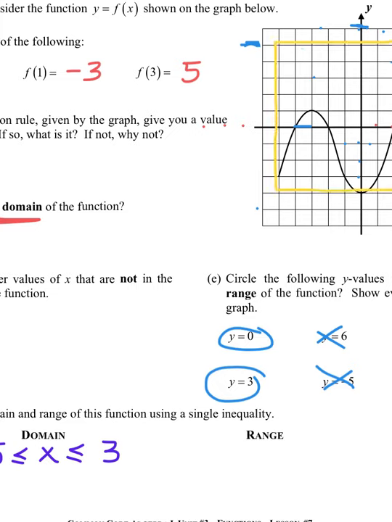The range, again, is the y values, the lowest to highest y value. The lowest y value we reach is negative 4, and the highest is 5. So I would write the range least to greatest, negative 4 to 5. The difference here is we're used to seeing x, but range is actually a y value. So I would say negative 4 is less than or equal to y, which is less than or equal to 5. Domain is the inputs, or the x values. Range is the outputs, or the y values.